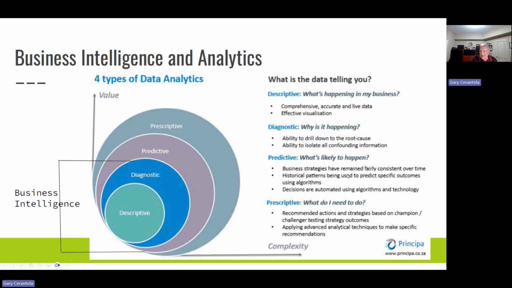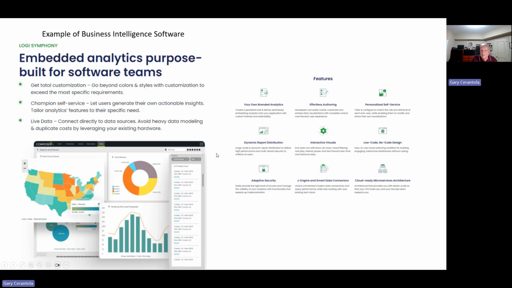All right, business strategies remain fairly consistent over time, but decisions are automated. And then okay, now based on what we think is going to happen, here's what you should do. All right. And so understanding this piece, with big data and what AI can do, it'll become more and more powerful. So that's just crucial.